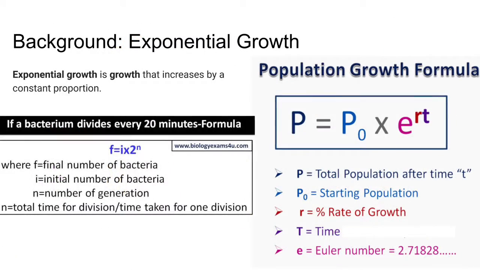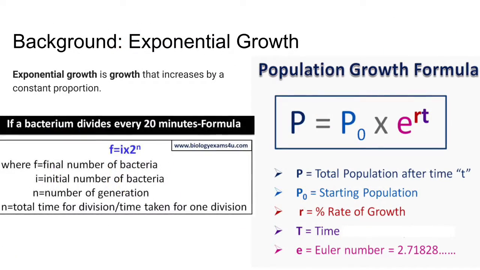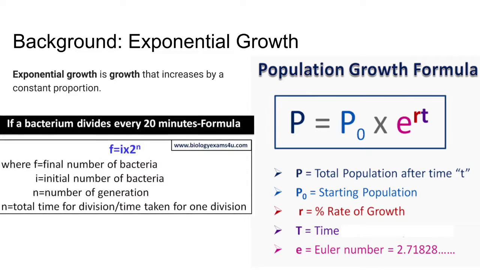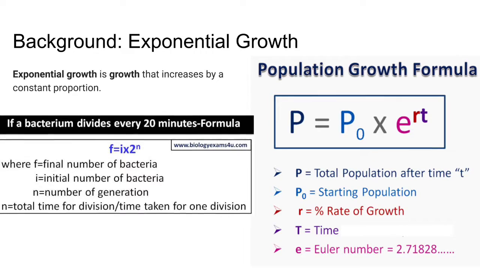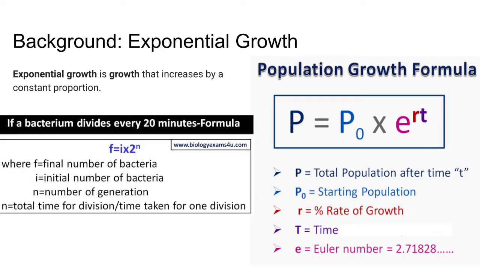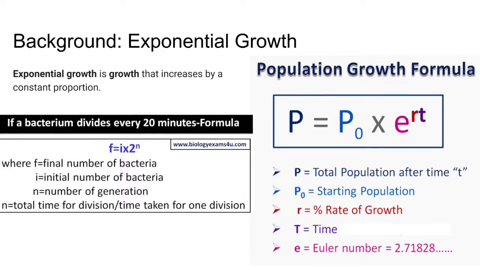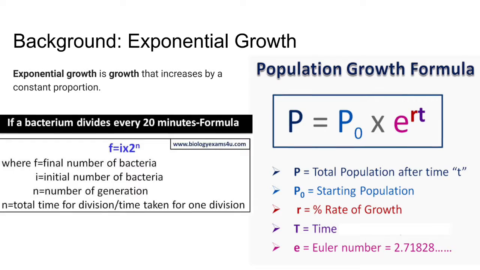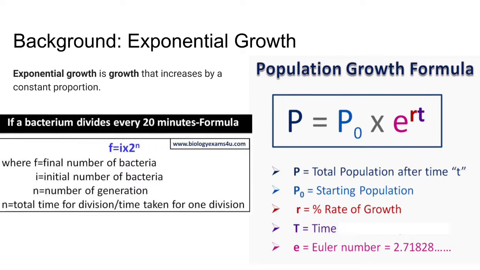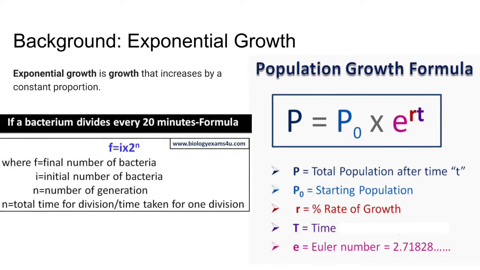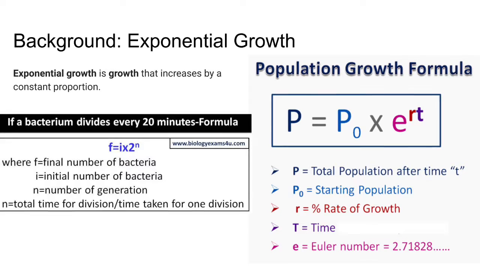Alright, just to give a little background on exponential growth, which is basically growth that increases by a constant proportion, I'm going to be using two equations that will demonstrate this. Our first one is F equals I times 2 to the power of n, which demonstrates how bacteria divides by a constant minute. In E. coli's case, a single bacterium divides every 20 minutes.